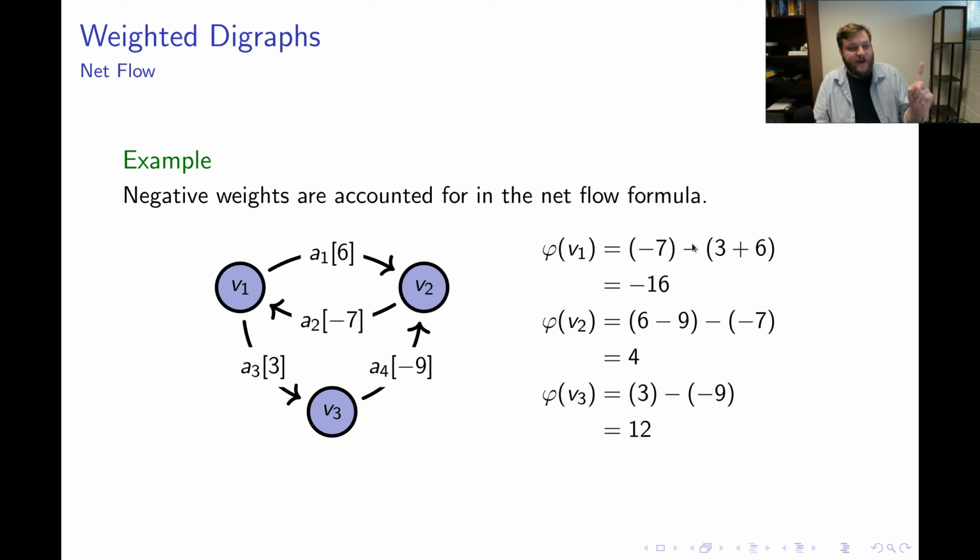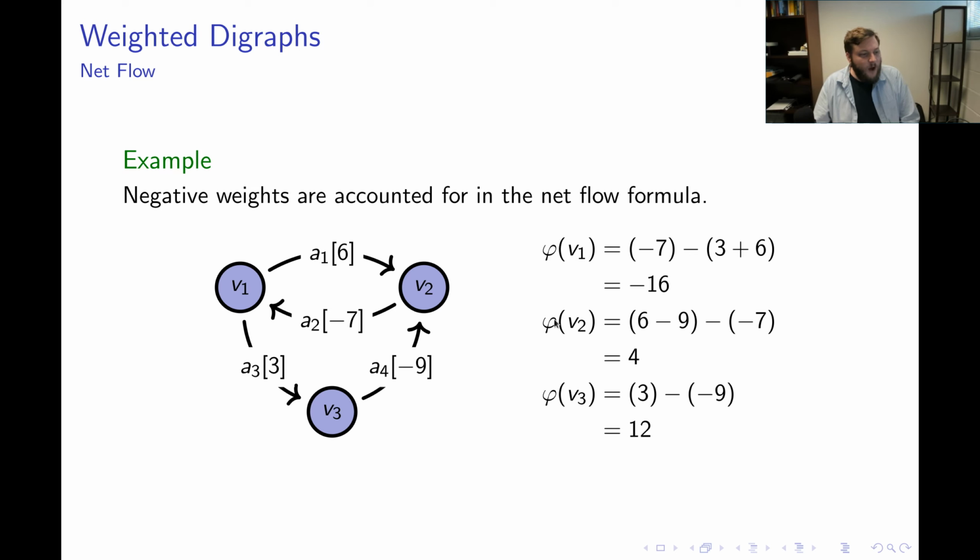Then I subtract off all of the weights pointing away from the first node. Well, there are 2 arrows pointing away from the first node. That's A1 with a weight of 6 and A3 with a weight of 3. So what I'm doing here is taking negative 7 and subtracting the quantity 3 plus 6. The arithmetic here gives me negative 16. So the net flow through V1 is negative 16.